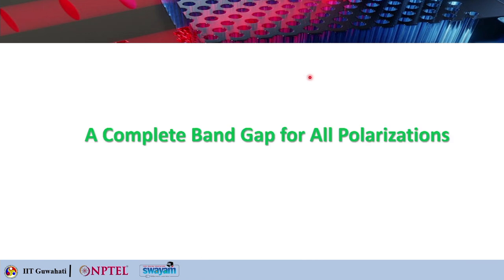So with that, we understood that two different types of structures can give us two different types of band gap. If you consider an array of dielectric material, something like dielectric rods, you can get a TM band gap. But if you consider the inverse structure, something like a connected square array of dielectric vanes, that can give you a TE band gap. Now, these are not a complete band gap, because you want the band gap to be there for all polarizations.